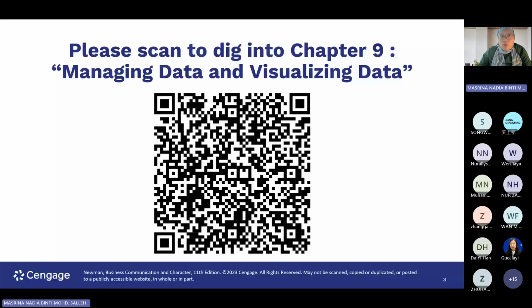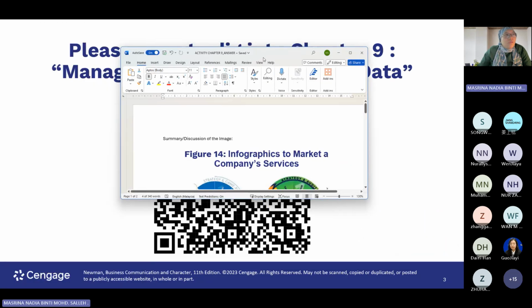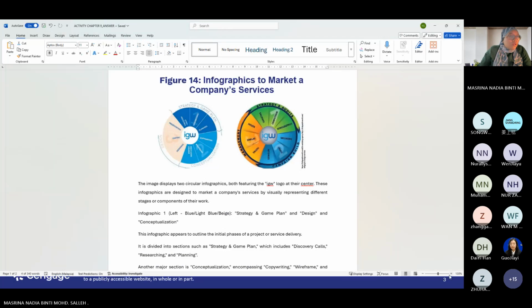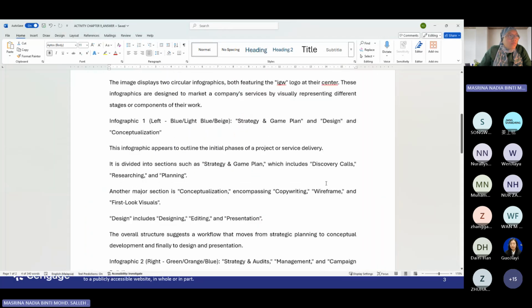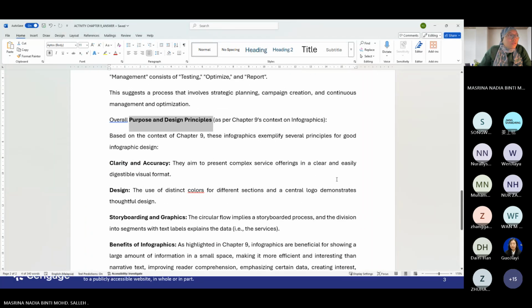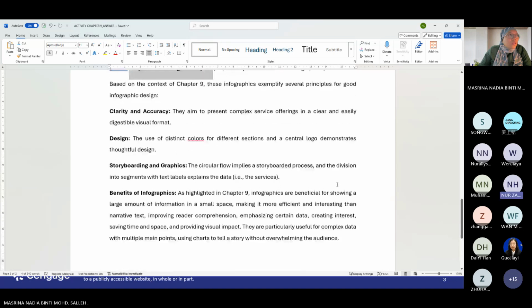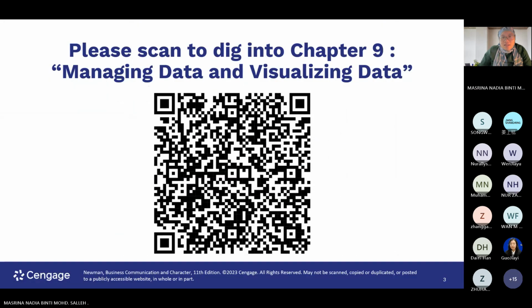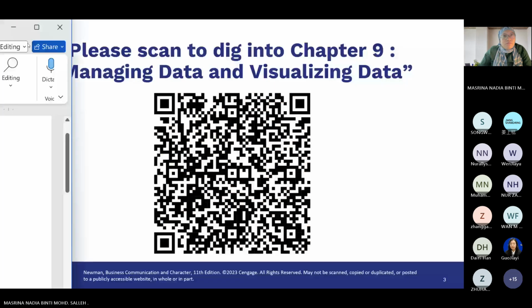Let me know if you cannot see the activities. So this is basically what you're going to get. Okay, do you get the same thing? Yes. Questions, this one.